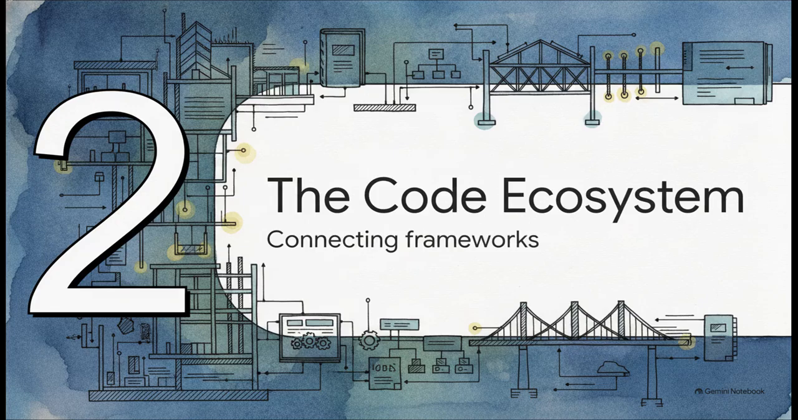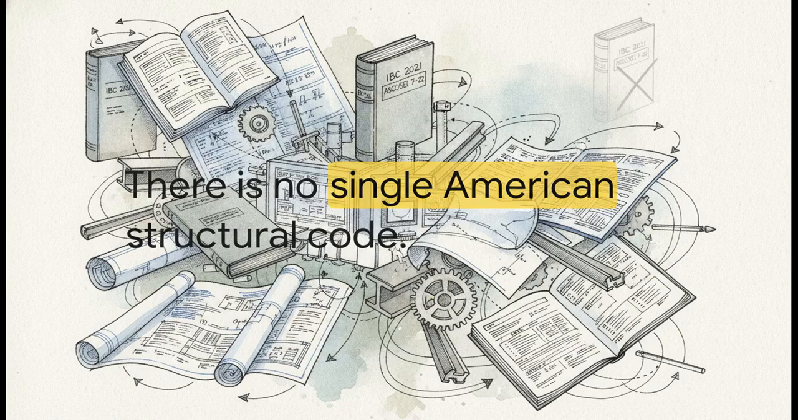Moving to Section 2, the code ecosystem. Connecting the frameworks. We absolutely need to stop looking at design codes as these solitary rulebooks. Because here's a massive misconception we've got to break right now. There is no single American structural code. Literally, if you stacked all the relevant documents on top of each other, they'd probably reach your knees.